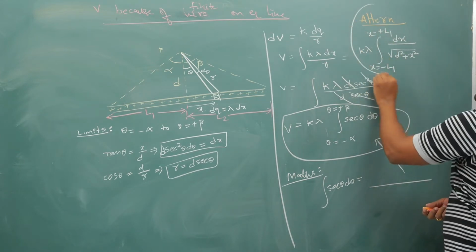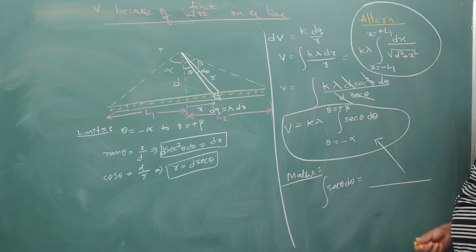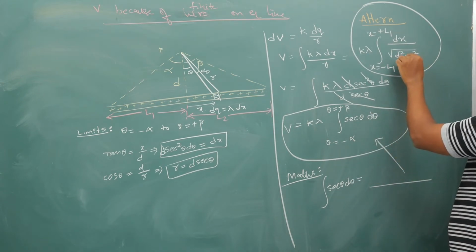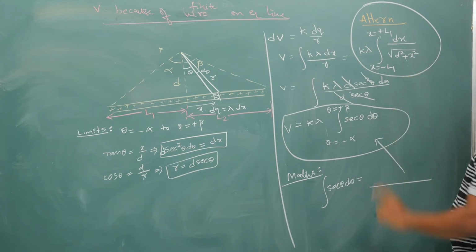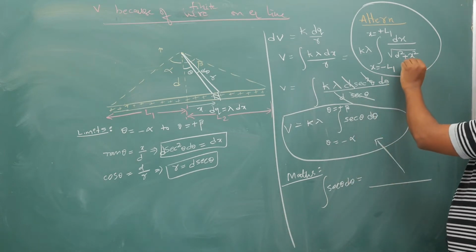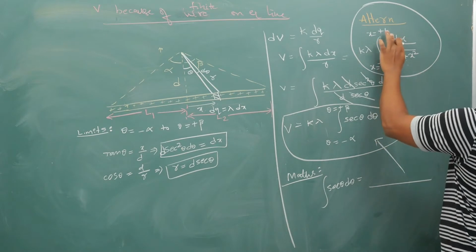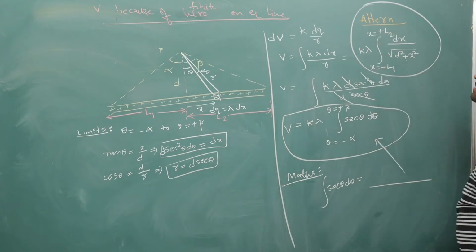Now, about the maths integration video, I don't know whether I have listed it or not, but if it is there, you can do this. Or else you can assume under root d square plus x square is equal to t square, and then substitute in terms of limits. Sorry, minus L1 to plus L2, yeah, plus L2.